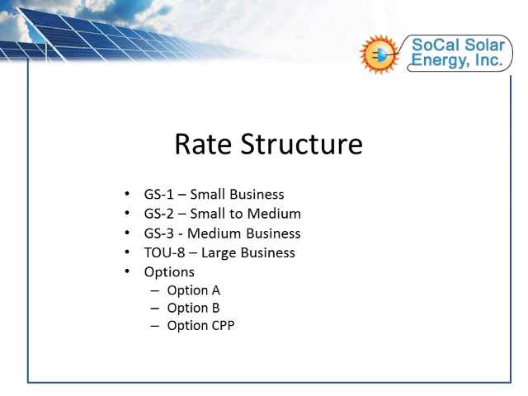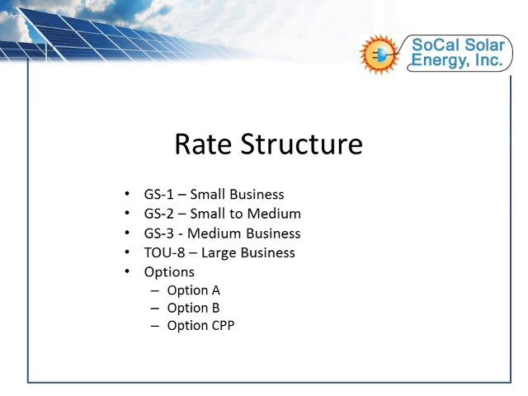Every company is placed in a rate structure determined by your utility company. GS1 applies to small business. GS2 applies to small and to medium-sized businesses. GS3 is for medium businesses, and TOU8 is for large businesses. The majority of these businesses fall into these rate structures, however there are others.